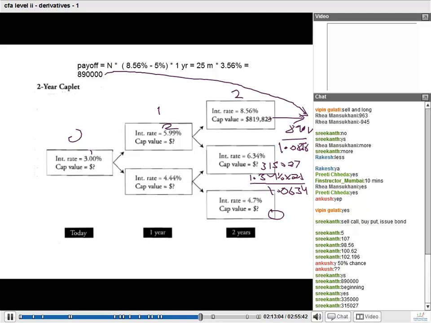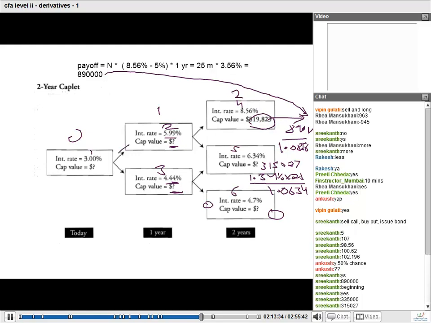Let's number the nodes 1, 2, 3, 4, 5, 6. So at node 2 again, 50% chance of seeing this value, 50% chance of seeing 315025. Multiply, compute the expected value, and discount it back by 5.99% to get the value at node 2. Standing at node 3, you see a 50% chance of 0 and a 50% chance of 315027. Multiply it, discount it back by 4.44%, and you'll get the value at node 3.